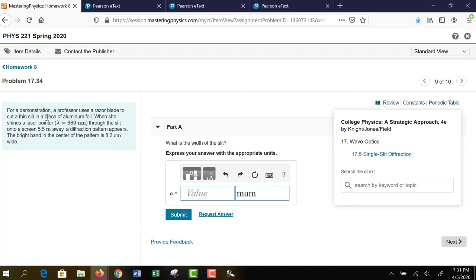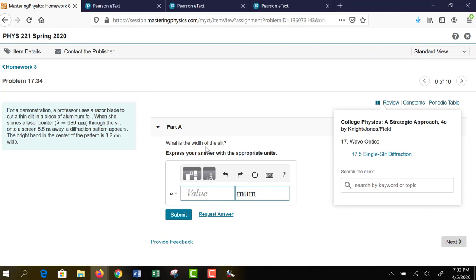Okay, just a couple more to go here. For a demonstration, a professor uses a razor blade to cut a thin slit in a piece of aluminum foil. When she shines a laser pointer, a wavelength of 680 nanometers, through the slit onto a screen 5.5 meters away, a diffraction pattern appears. The bright band in the center is 8.2 centimeters wide, and we want to know what is the width of the slit.